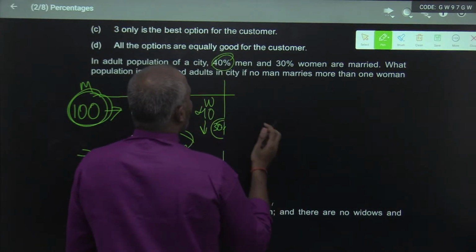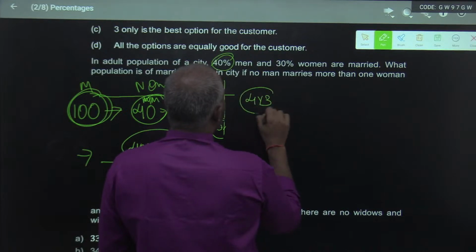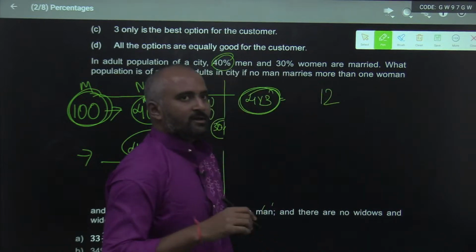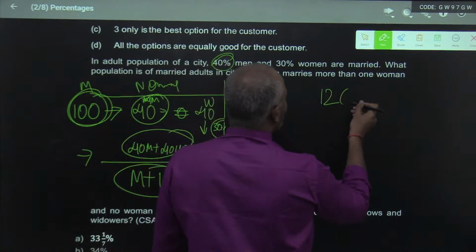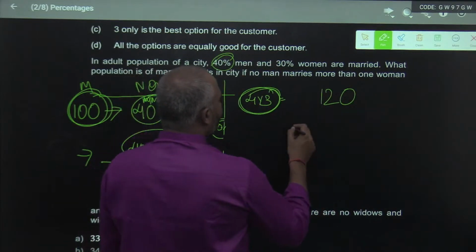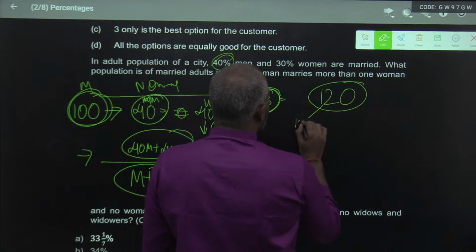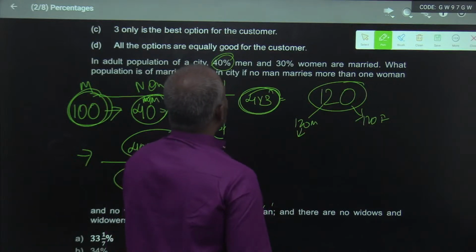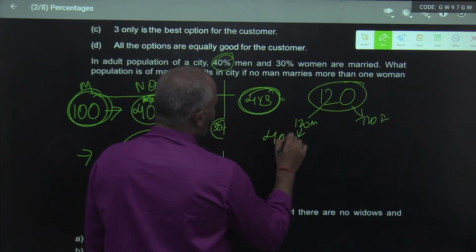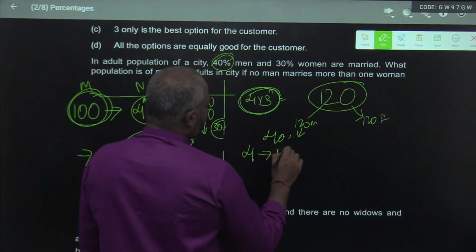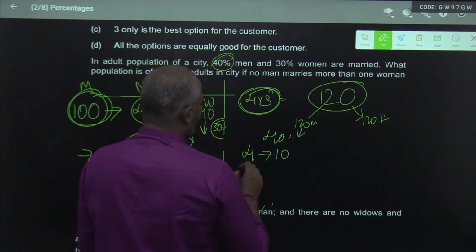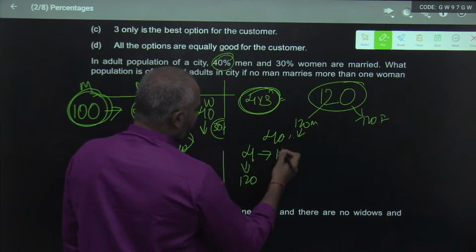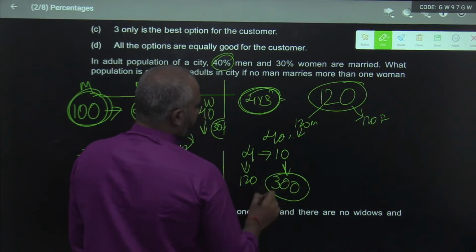So I want something that is a multiple of 4 into 3. What is the easiest one? 12. For any discrepancies, I am just adding a 10 here. So the number of married couples is 120. That means there are 120 males and 120 females. 120 is 40% of men. That means if there are 10 total men, 4 of them are married. So this 4 is equal to 120, so the number of men is 10 into 30. There are total 300 men.